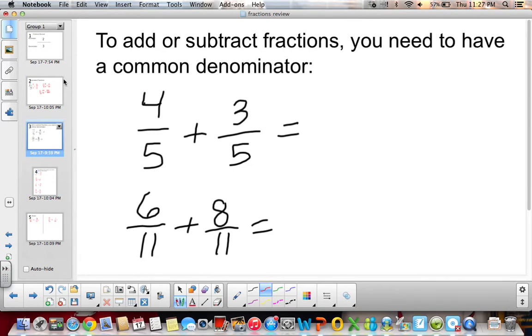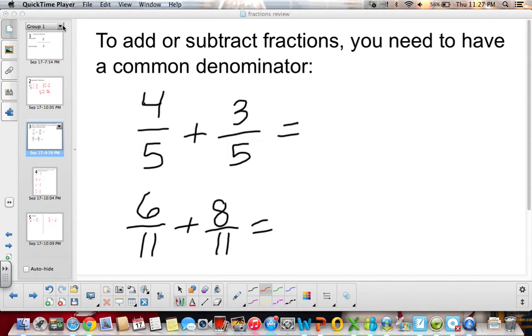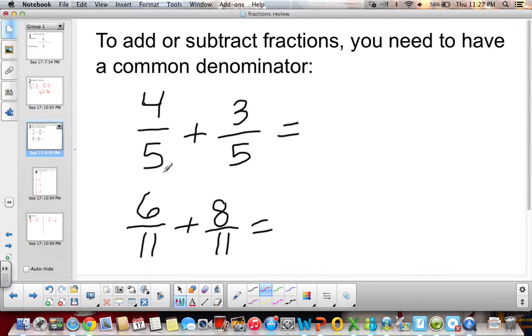Okay, so to add or subtract fractions, you need to have a common denominator. So you can see here, 4/5 plus 3/5, we have fifths and fifths. So when we add or subtract, the denominator stays the same if they're like denominators. So on the bottom, it will be fifths. Then we add 4 plus 3, and we get 7. So it would be 7/5. We always want to write it in simplest form.